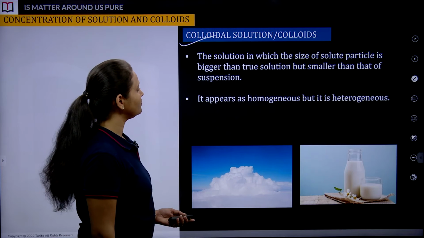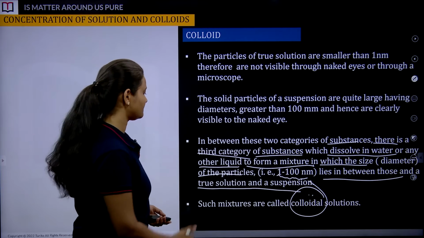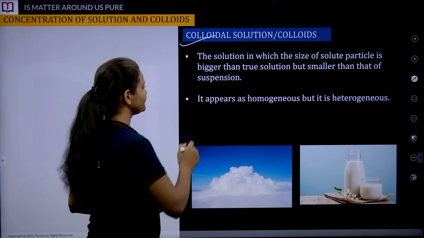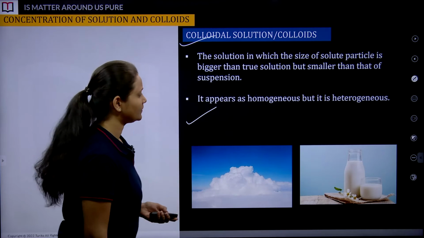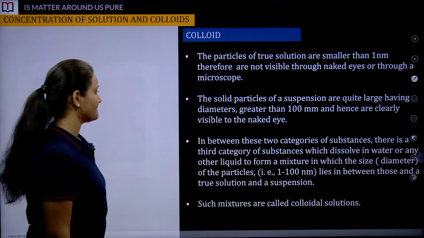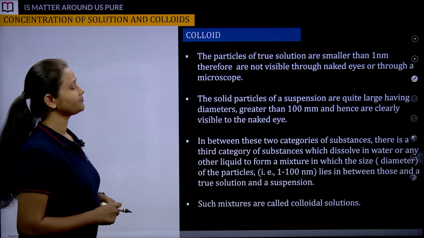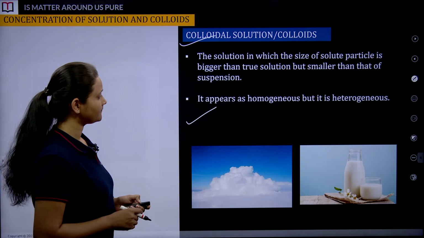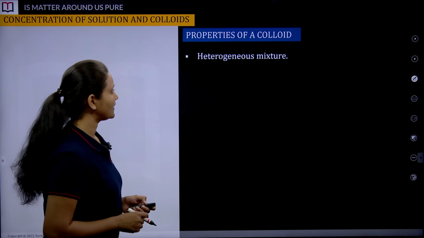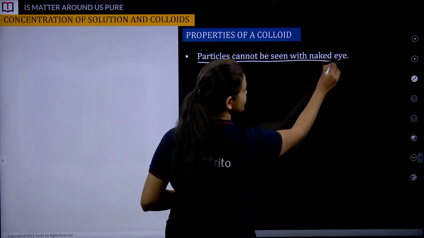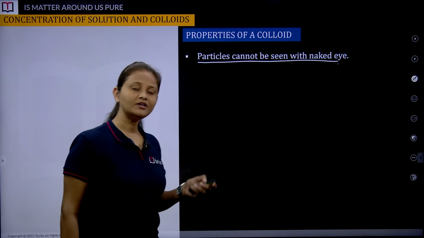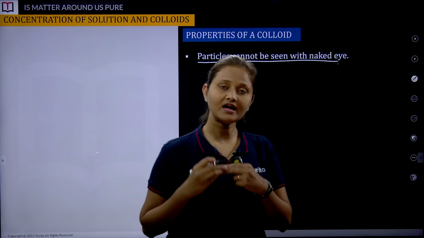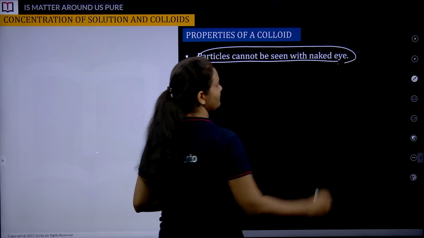Okay, you can make a note of this here. Note down the particle size, and next to that note down some examples of colloidal solution quickly. Okay, so it's a heterogeneous type of mixture. Particles cannot be seen with the naked eye. Though in appearance they look like a homogeneous mixture, in actual they are a heterogeneous mixture, and the particles cannot be seen with naked eyes.